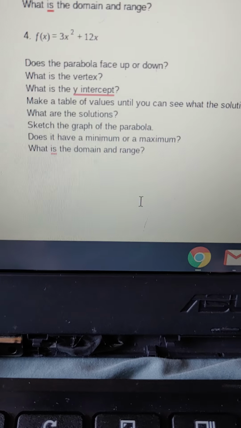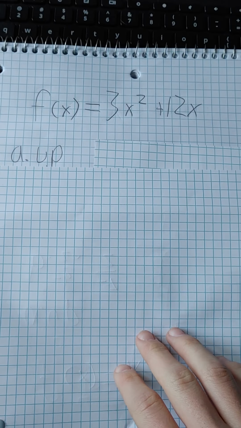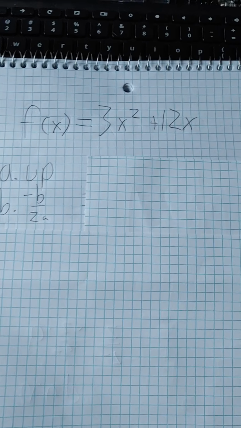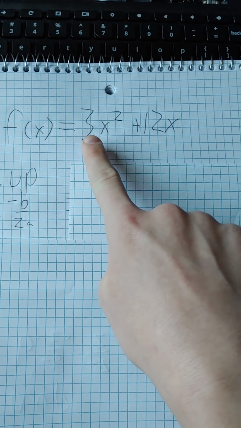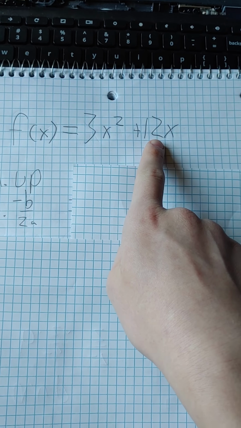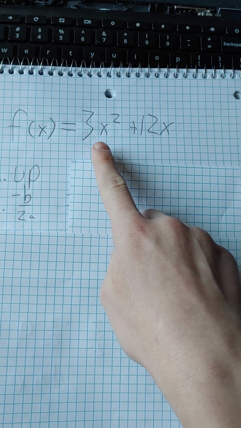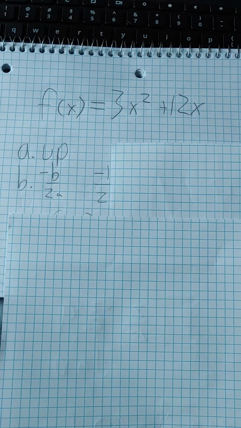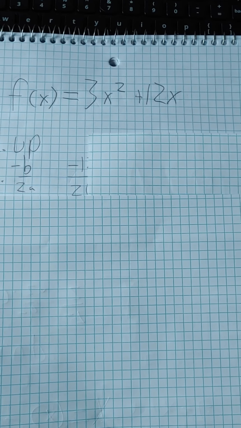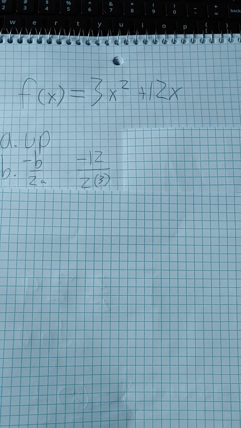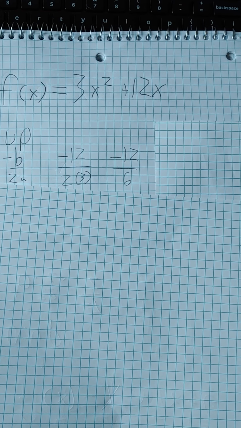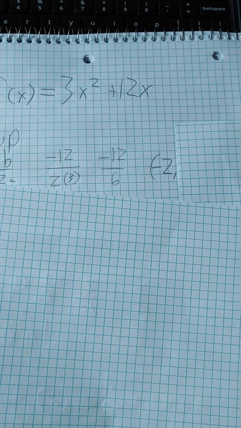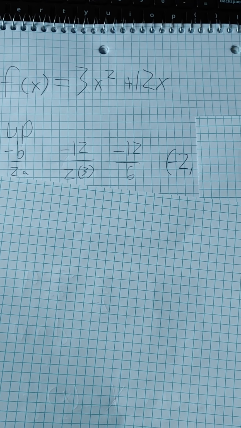For question 2, what is the vertex? We have to use the equation negative b over 2a. Once again, this is b, and this is a, so we take the opposite of b, which is negative 12 over 2 times 3. To simplify that further, it's negative 12 over 6, and one more step brings you to negative 2, but that's just our x value.